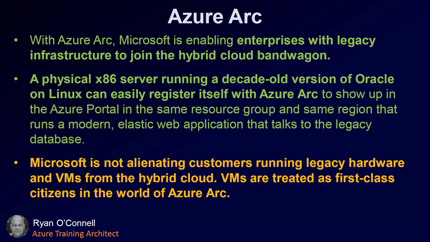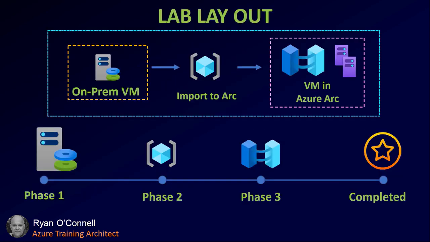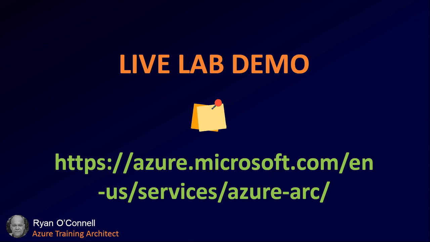Just absolutely fantastic. Again, as you can see, our lab layout, we're going to have an on-prem VM which is running in Hyper-V. We're going to then import that into Arc, and then of course we're going to see that machine show up in Arc. So phase one would obviously be downloading the agent. Phase two would then run the agent, and phase three would then be deploying it so that it shows up in Azure Arc.